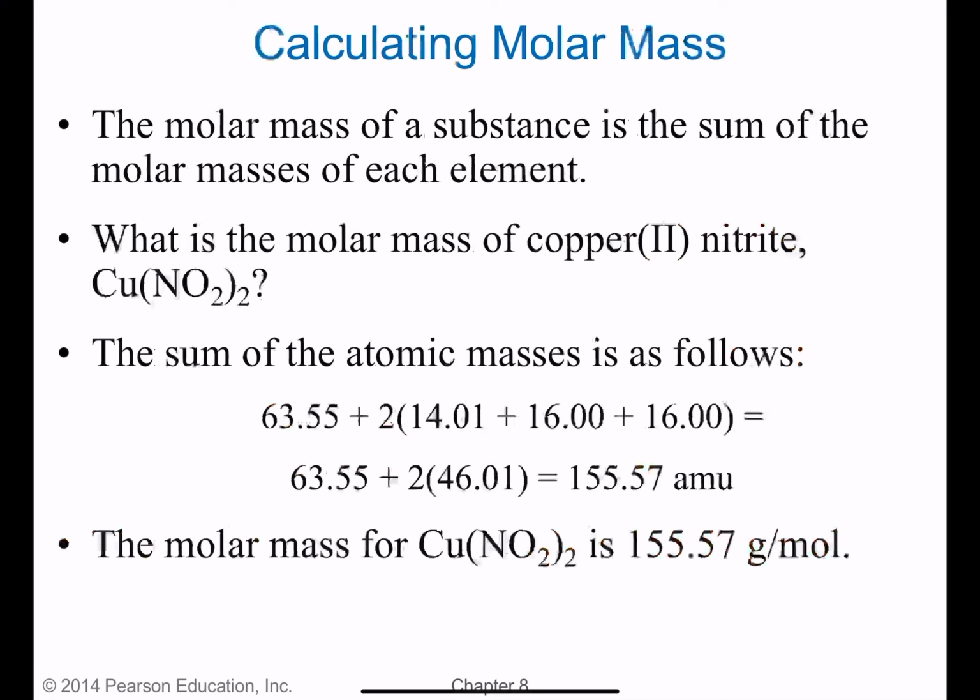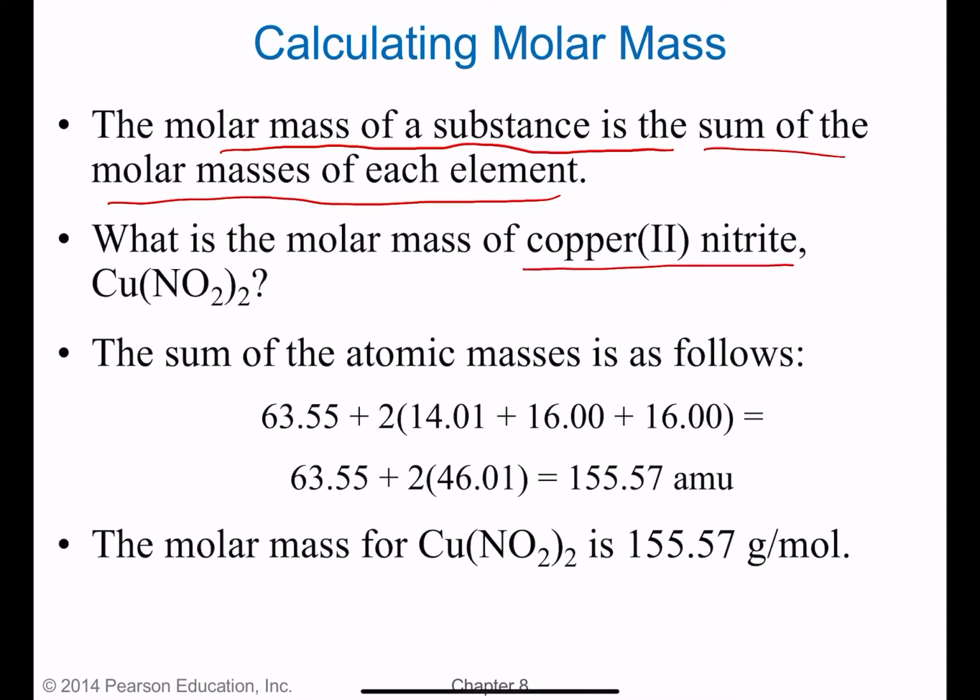So then the molar mass of a substance. We were just doing atoms, but if we actually had a compound, it's just the sum of all the molar masses of each individual element. So we have copper 2 nitrate as an example. Here's our copper, here's our nitrate. If we wanted to find the molar mass of copper 2 nitrate, we pretty much sum the atomic masses of all of the individual elements.